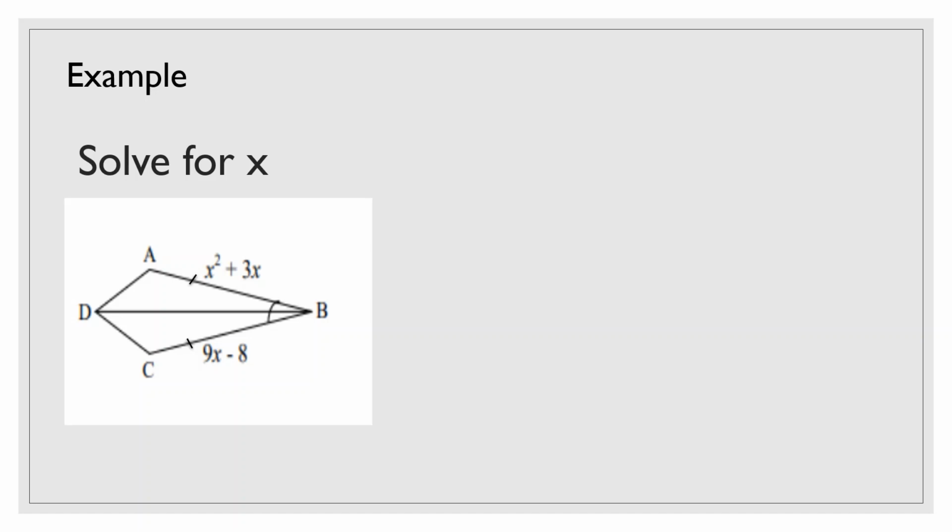What if we have to solve for the value of x? So let us consider the given figure. Ang value ng AB ay x squared plus 3x at ang value ng CB ay 9x minus 8. And take note, with the use of tick marks, we have there AB is congruent to BC. Ibig sabihin that the measures of these two sides are equal.